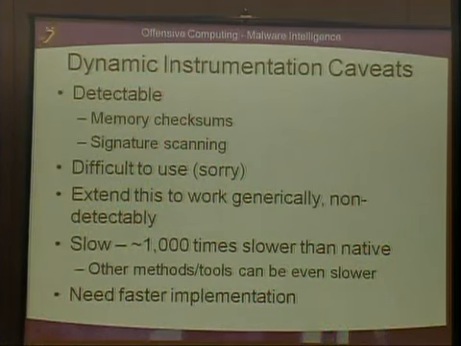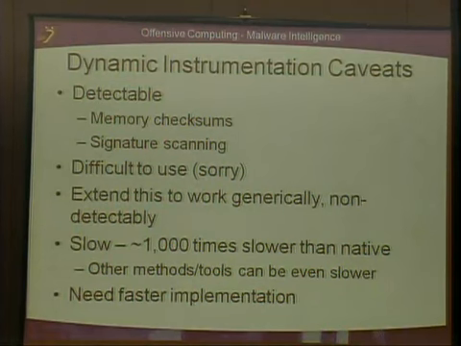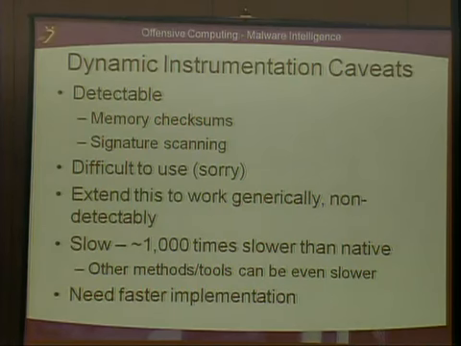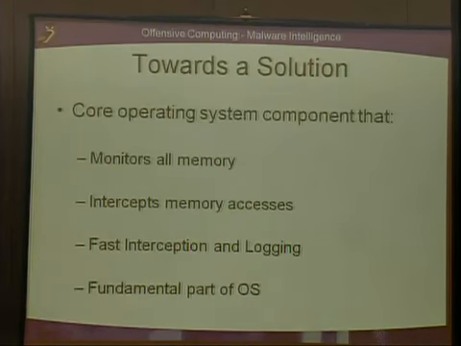So there are some problems with the dynamic instrumentation method. First of all, it's extremely detectable. Memory checksums, it shows up. Signature scanning, it's going to show up there. It's difficult to use, and really sorry about that. It was just proof of concept code, but with the code that we published at Black Hat, some people had trouble. But basically what we want to do is extend this to work generically and non-detectably. The other thing is that if you're inserting instructions before all the other instructions, it's going to slow things down considerably. So we need something faster.